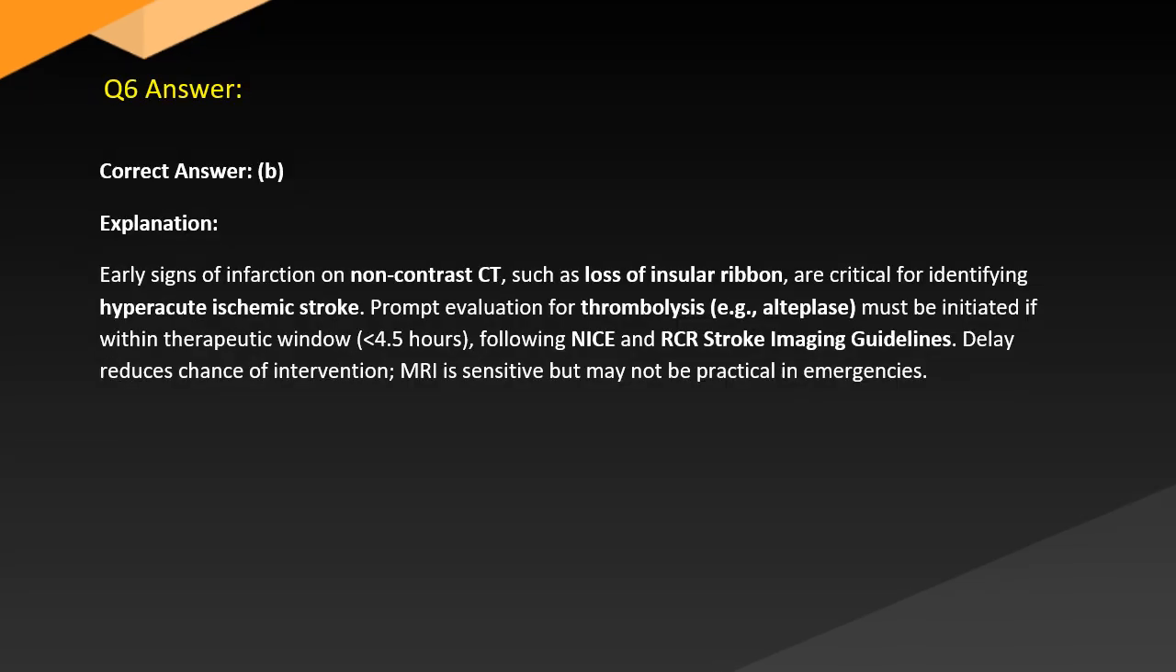Answer. Correct answer, B. Explanation. Early signs of infarction on non-contrast CT, such as loss of insular ribbon, are critical for identifying hyperacute ischemic stroke. Prompt evaluation for thrombolysis, e.g. alteplase, must be initiated if within therapeutic window 4.5 hours, following NICE and RCR stroke imaging guidelines. Delay reduces chance of intervention. MRI is sensitive but may not be practical in emergencies.